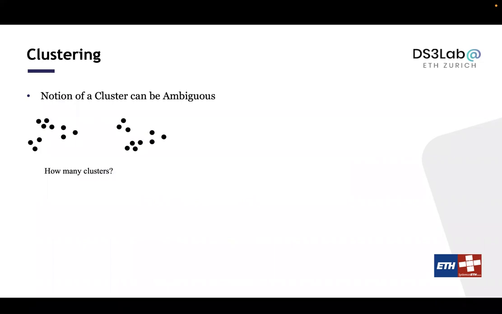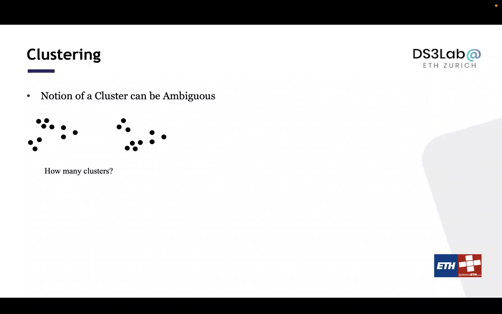What's interesting about clustering, which is why people have been working on this for a really long time, is that the notion of a cluster can be ambiguous. Just by looking at this picture, we have a whole bunch of data points embedded in a two-dimensional space. How many clusters do we have? Reasonable people could disagree on the answer to this question.